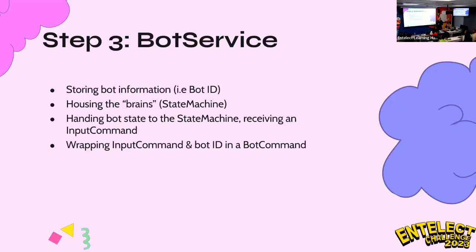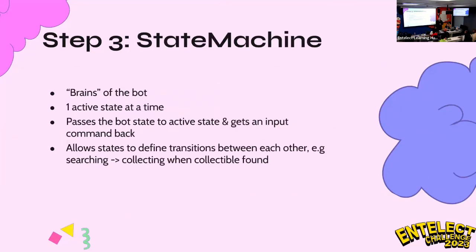So now the state machine is the brains of the bot. This is where all the exciting stuff happens. It has one active state at a time, as we discussed in the theory. And basically, it doesn't do much on its own aside from allowing states to transition between each other. So it has a function for them to do that. And it basically just hands off the bot state to the currently active state and gets a command back from that.